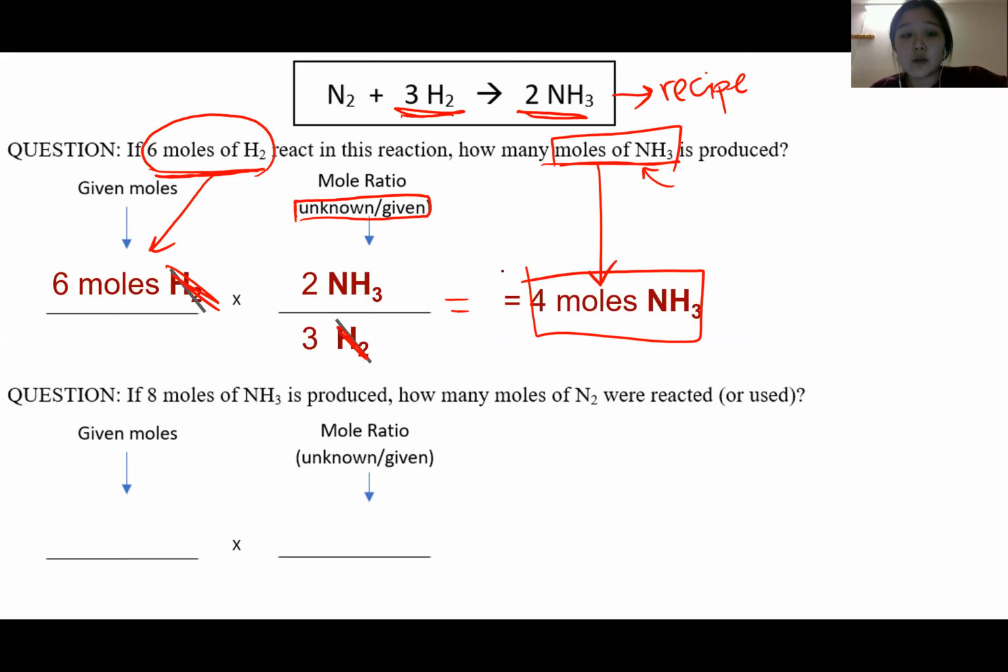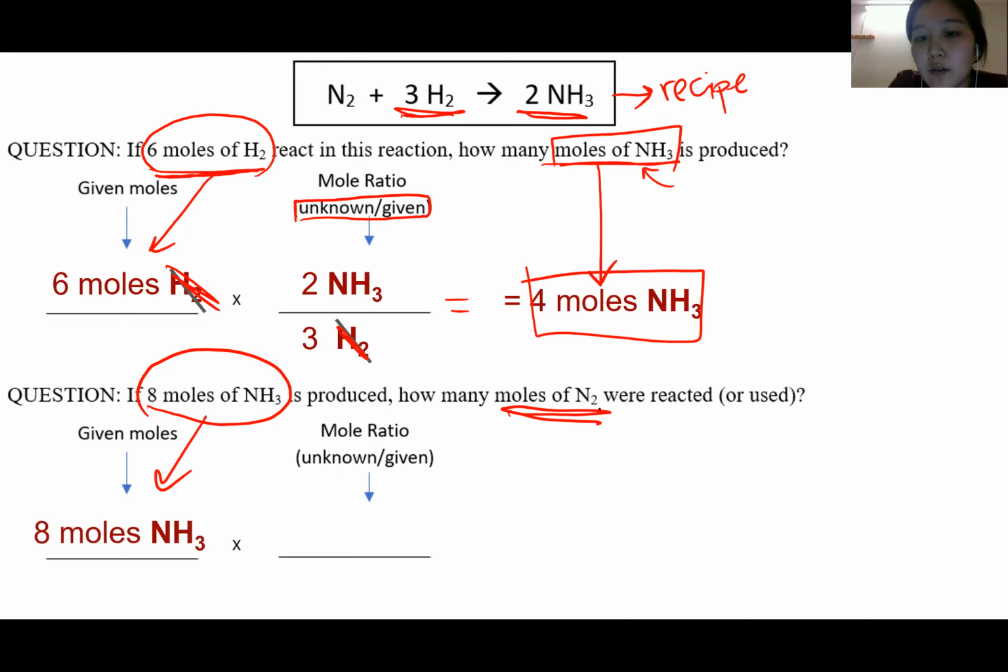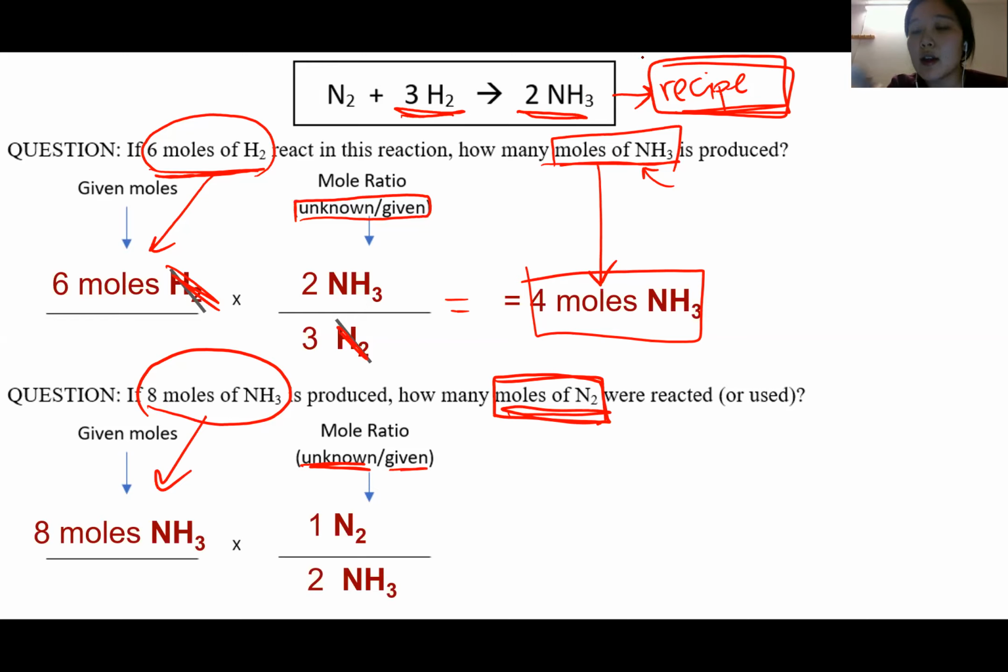All right, so we're going to do one more question on this and then move on. So we have 8 moles of NH3 is produced. How many moles of N2 were reacted? So we're given 8 moles, so that's what we start with, and we're solving for moles of N2. So that's the unknown. So that's 1 N2 over the given, which is 2 NH3. Right, so we're just using the recipe that's given, just like our sandwich example.